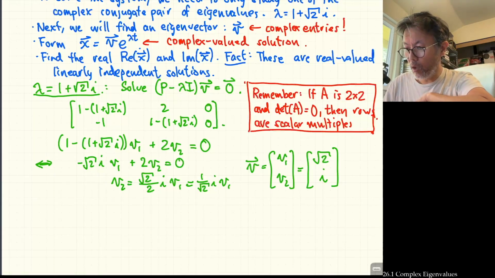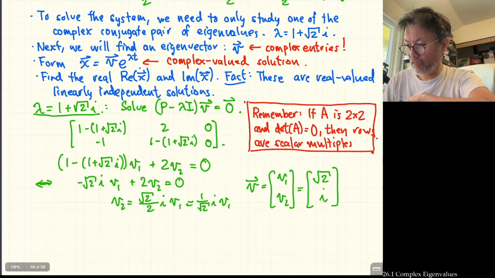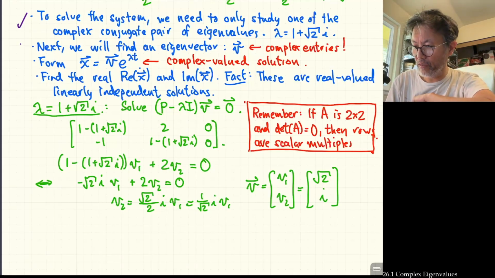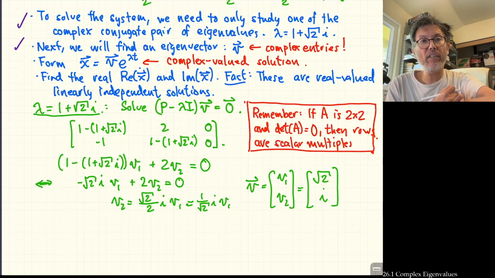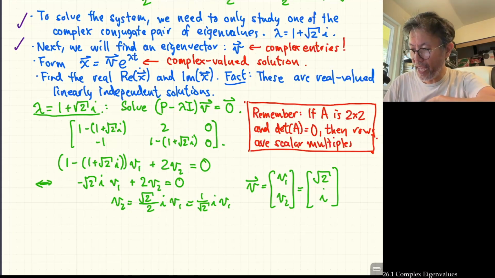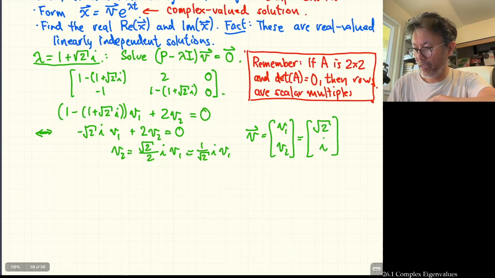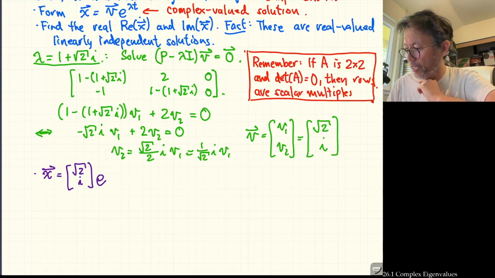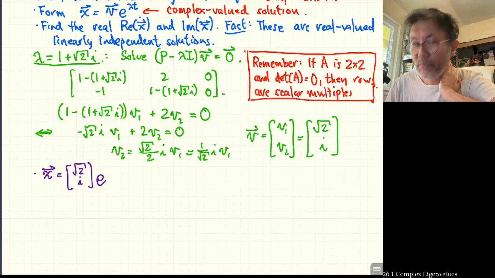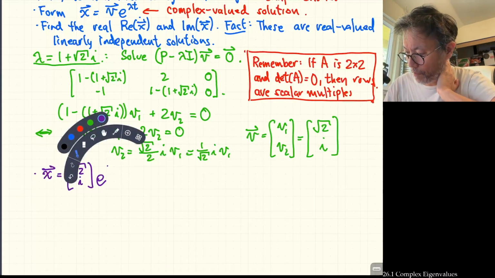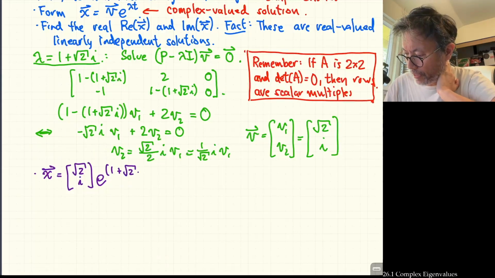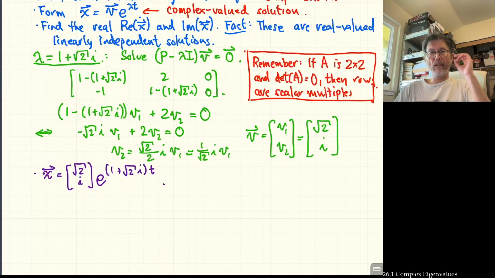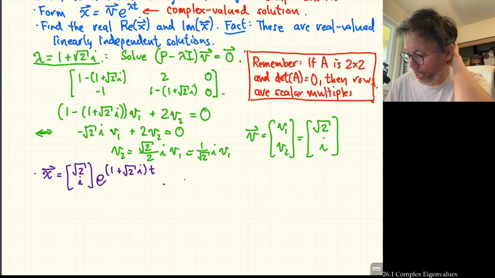Great. So now I've done this step right here. I've found the eigenvalues, and I've found the eigenvector. Next thing that I'm going to do is form x equals v times e to the lambda t. So my x, and this is a complex valued x, is square root of 2, i times e to the, what is lambda? I forgot. Oh, there it is. I'm doing good bookkeeping, so I can never mess this up. It's e to the (1 plus square root of 2 times i) times t. All right? And the point is, this is a complex valued solution.